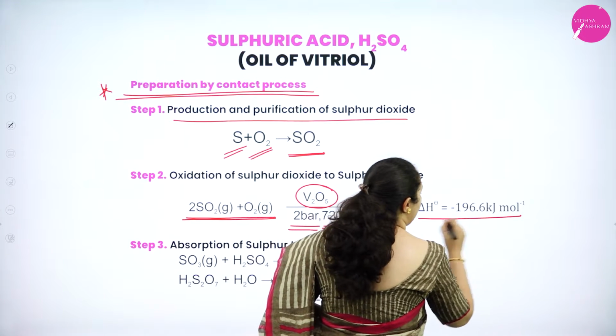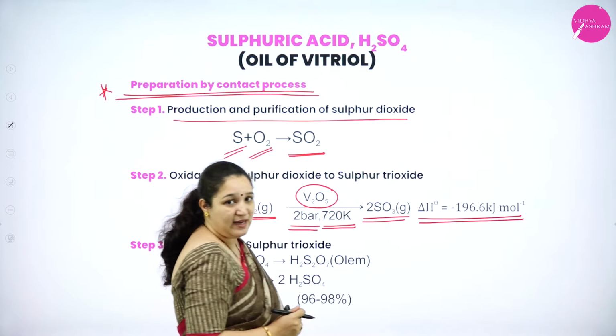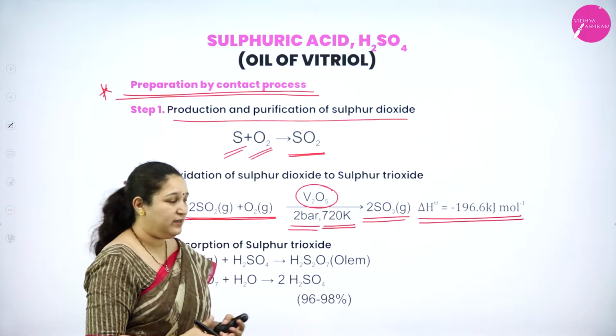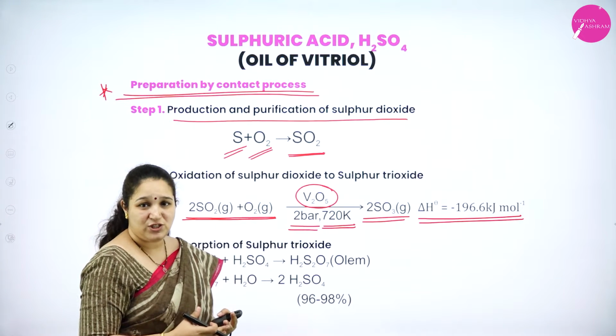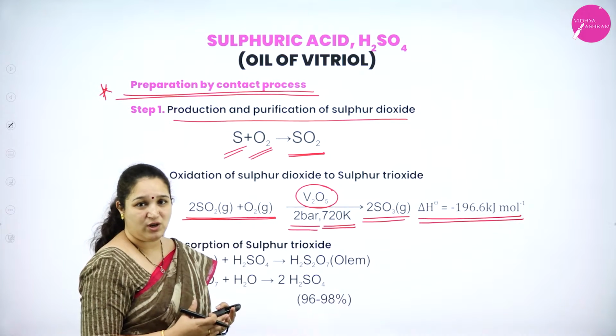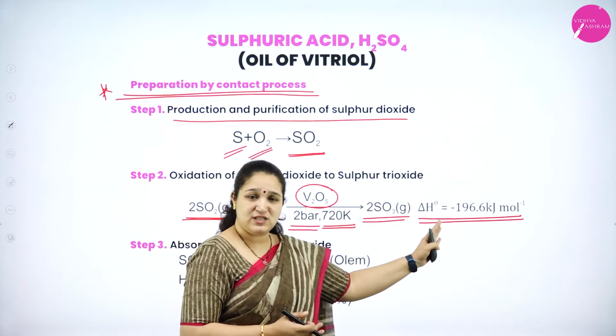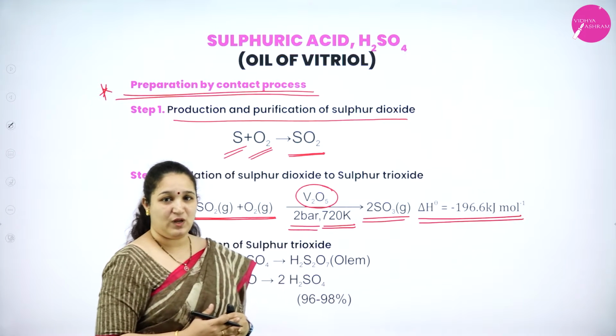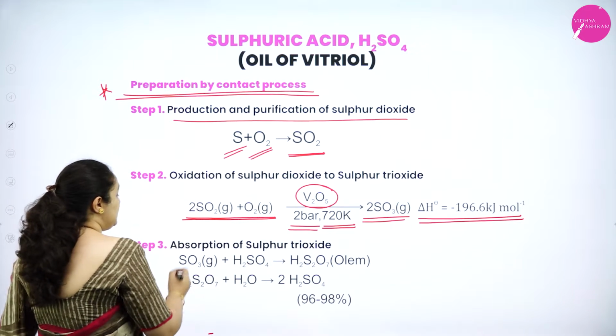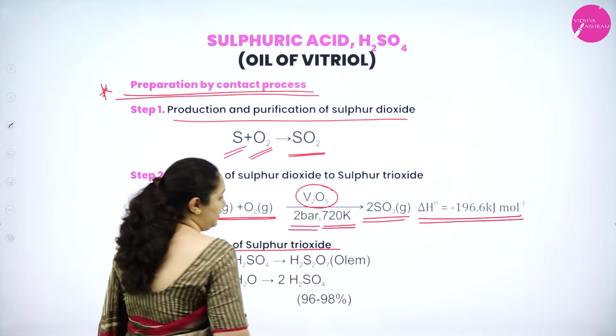Now you can see this reaction is an exothermic reaction. So once you heat the catalyst to this temperature, it is sufficient because further heating is not necessary. As the reaction itself is exothermic, the temperature can be maintained. Next is absorption of sulfur trioxide.